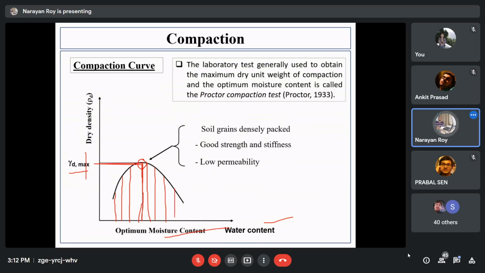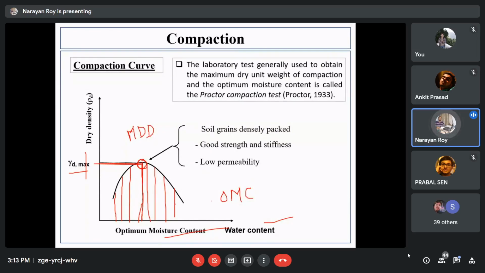So this maximum value of the dry unit weight is called gamma d max, and this is called the maximum dry density, MDD. And the corresponding water content, or corresponding moisture content, is called the optimum moisture content, OMC. The moisture content at which you get the maximum dry density is called the optimum moisture content. So this is a typical compaction curve.